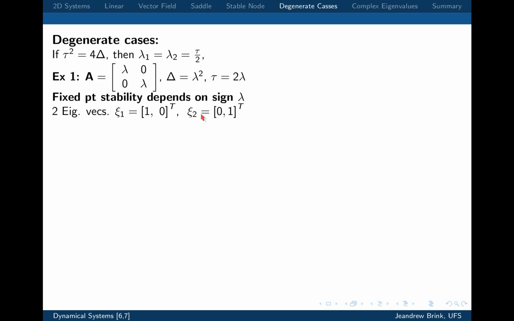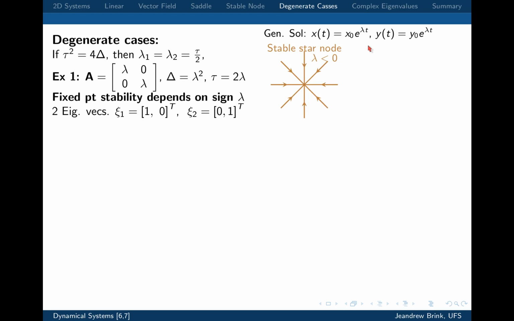They are linearly independent, and so you can write down the solution in the general form: x of t is equal to x0 times e to the lambda t, and y of t is equal to y0 times e to the lambda t. So this particular example is just the degenerate case which is diagonal, so your eigenvectors are just (1, 0) and (0, 1).